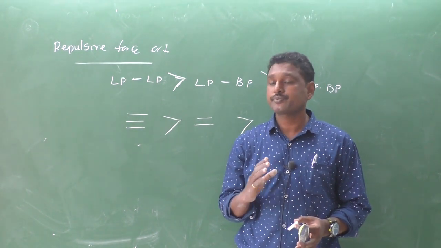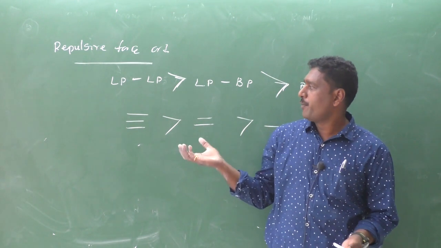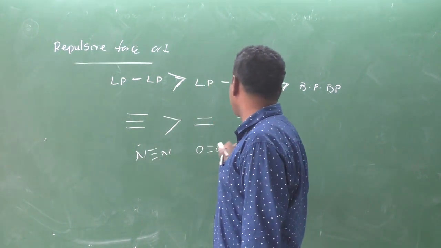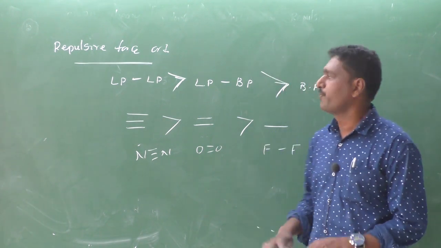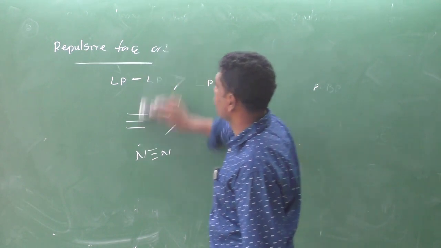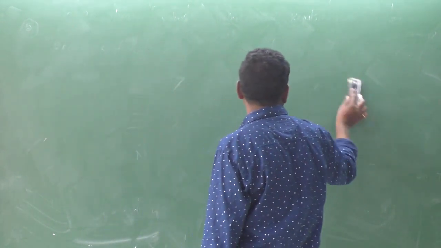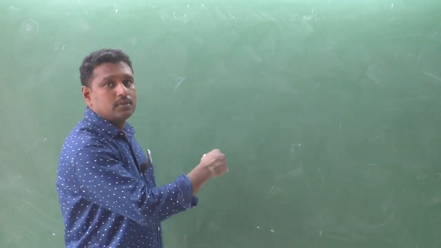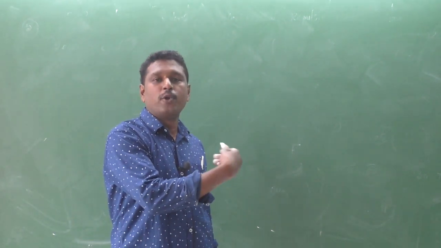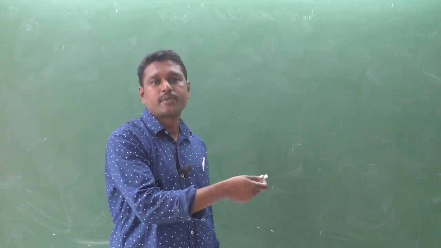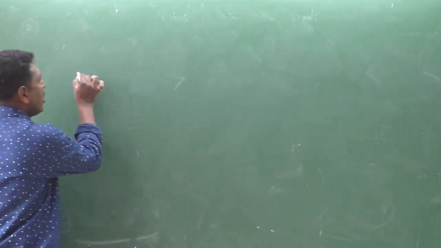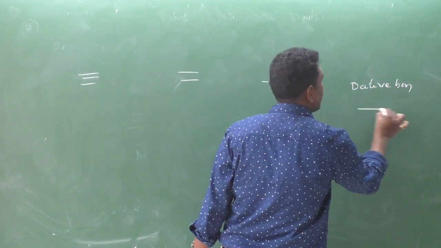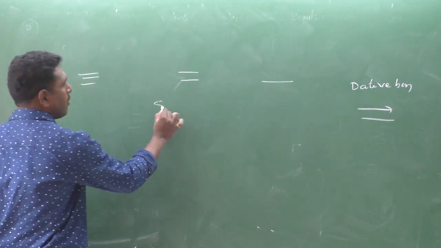After that, I will give one more example. This is also a triple bond, nitrogen N triple bond N, oxygen double bond O, F-F, like this. These are the triple bond examples. After that, I will give one more statement, the last postulate. Lone pair repulsions are more than lone pair-bond pair and bond pair-bond pair. So in the case of triple bond, double bond, single bond and dative bond, dative bond means like this, these are all considered as single bond only.